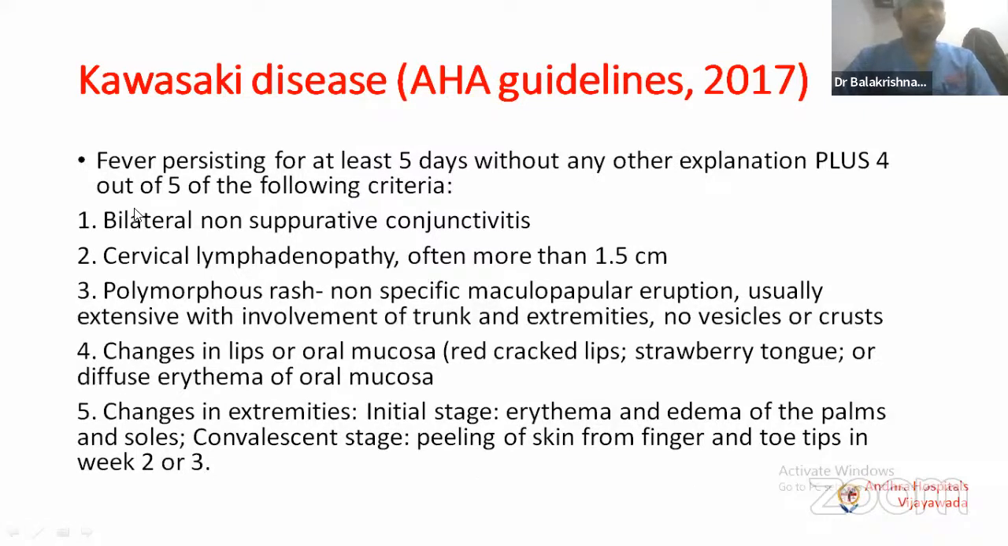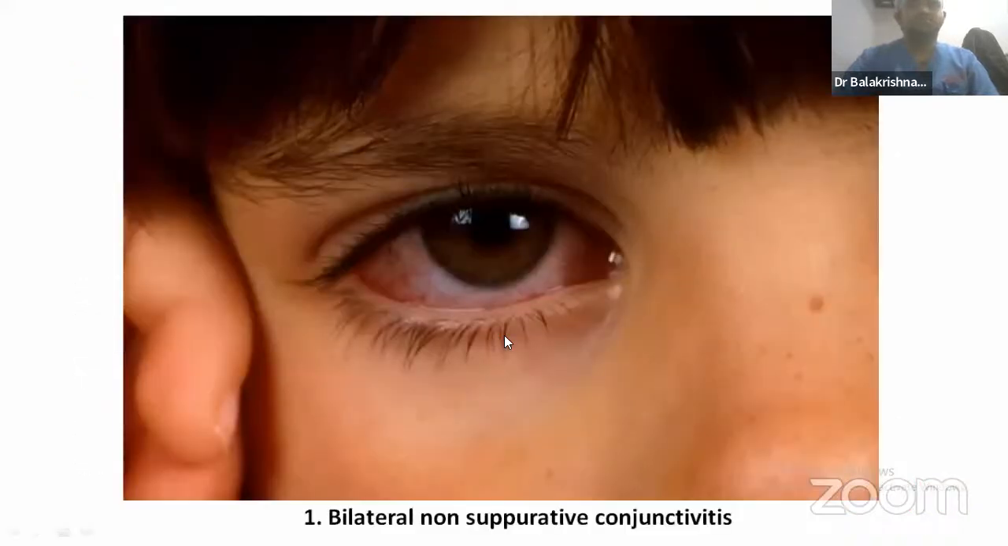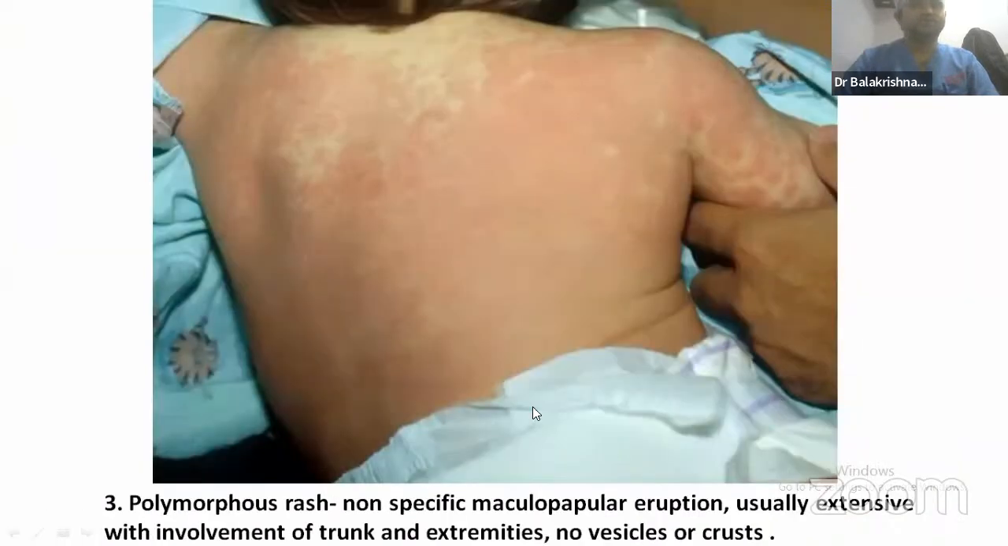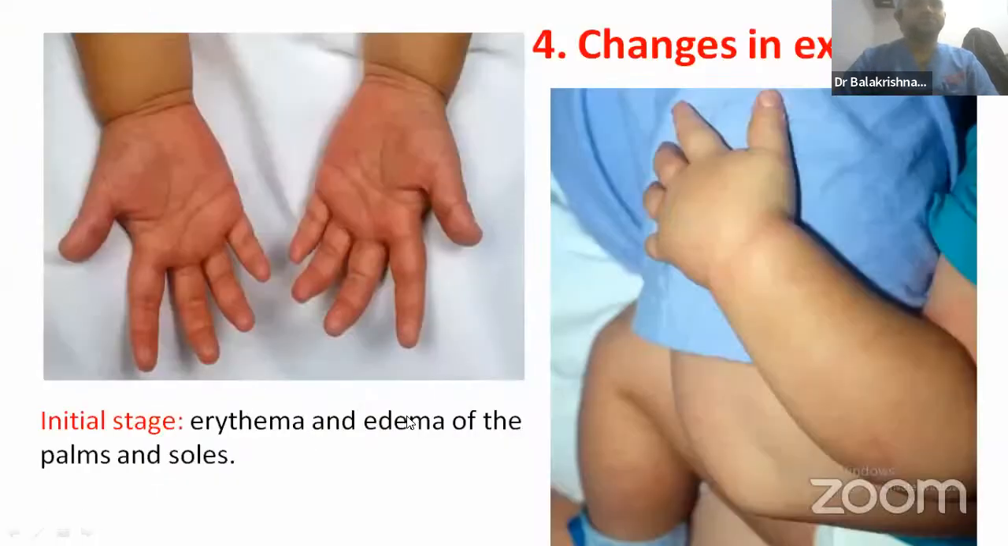So most commonly you will see redness of lips and non-suppurative conjunctivitis. These two are the most common features which you actually see along with rash. So you need to have a high index of suspicion. That is the main point here. You can see here red cracked lips, diffuse erythema of oral mucosa, strawberry tongue, polymorphous rash. In the initial stage, there will be erythema and edema of palms and soles. There will be no diffuse peeling. Peeling will be seen in week 2 and 3. So in the initial stage, it will be only erythema and edema.